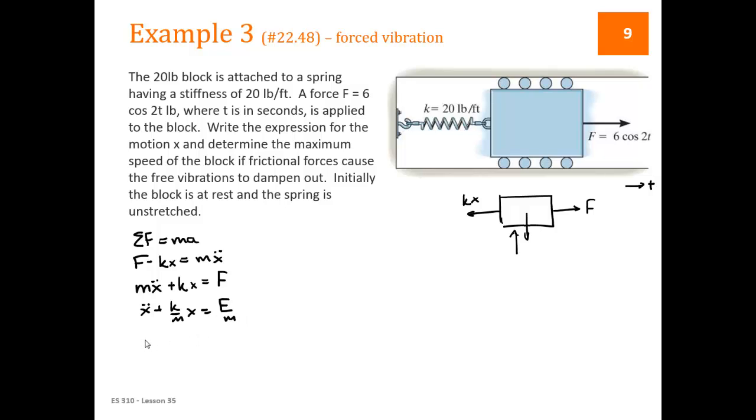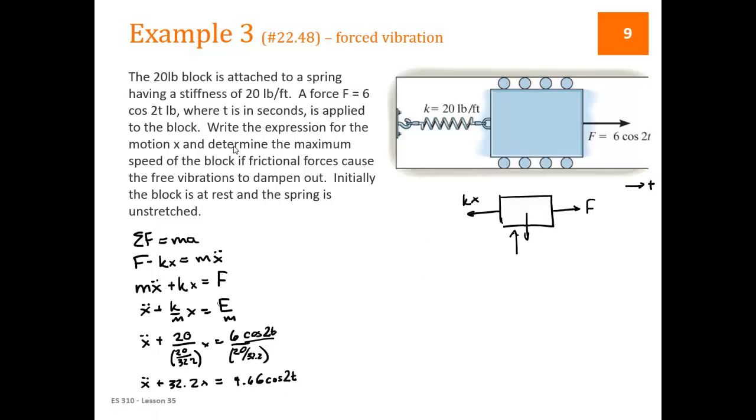Now let's plug in numbers. We get x double dot plus k, which is 20, over m, which is 20 pounds divided by 32.2, times x, equal to 6 cosine 2t divided by 20 over 32.2. Right, so that's the force divided by the mass. Number-wise, this reduces to x double dot plus 32.2 x is equal to 9.66 cosine of 2t. All right, so that's our standard form.